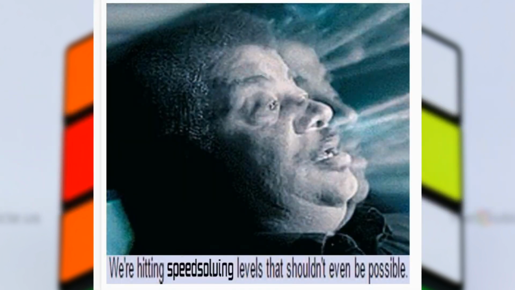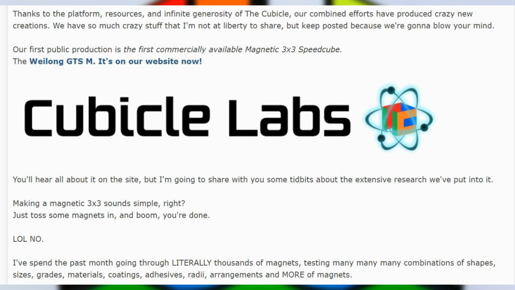So he talks about his science background a little bit, Neil deGrasse Tyson picture, which is awesome. For those of you who don't know Neil, then go look him up. And then he announces Cubicle Labs. So Cubicle Labs essentially is just combining all of the research and development that Chris puts into his cubes into a product that is purchasable on the Cubicle.